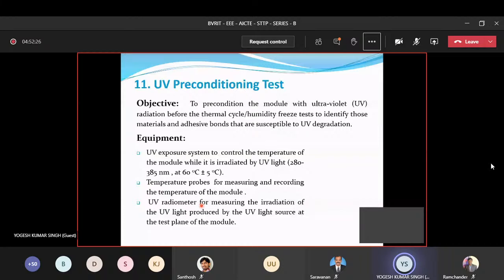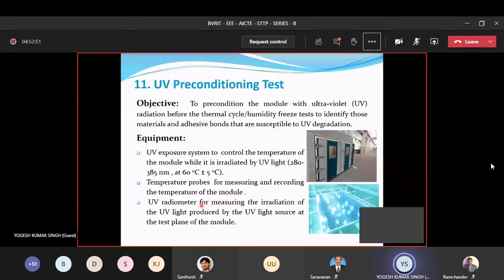This chamber works with UV radiation, and UV radiation is very harmful for the human eye as well as the module. That's why we cross check whether any UV light around 280 to 385 nanometer affects the module or not. If the module is affected, there will definitely be degradation on the module.